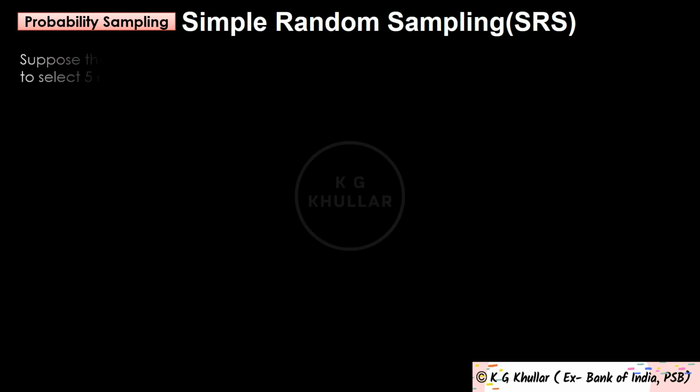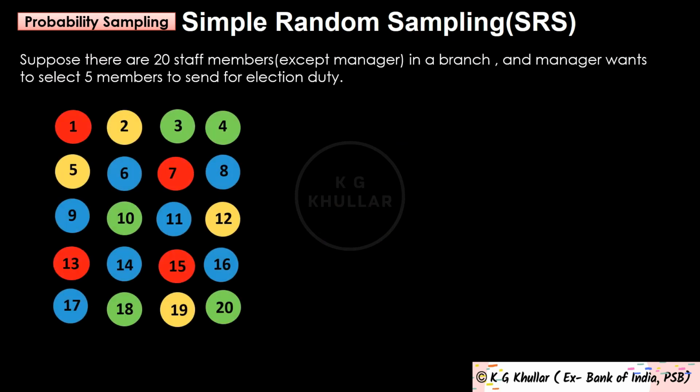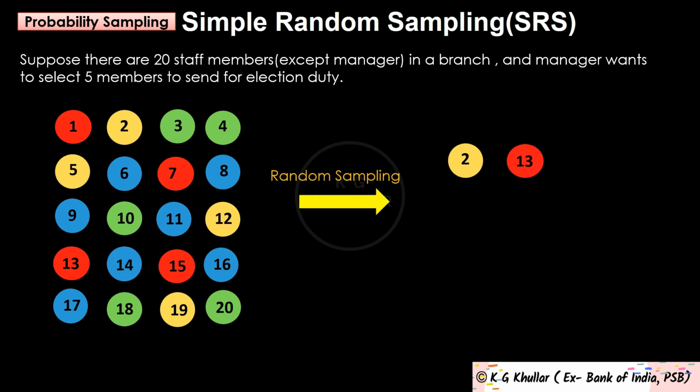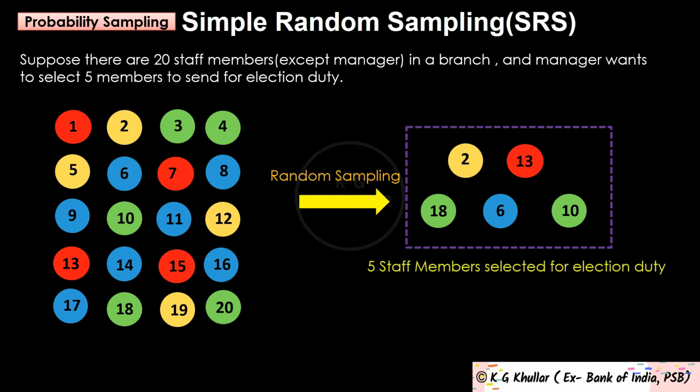Friends, let's see another example. Suppose there are 20 staff members except manager in a branch, and the manager wants to select 5 members to send for election duty. Now if none of the members are interested, then most probably he will assign numbers 1 to 20 to each staff member and then put these number chits in a bowl and randomly pick 5 chits. Friends, this type of sampling is nothing but simple random sampling.